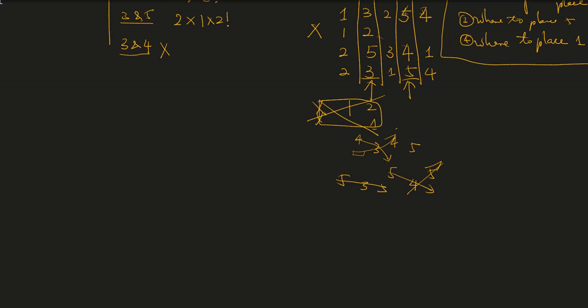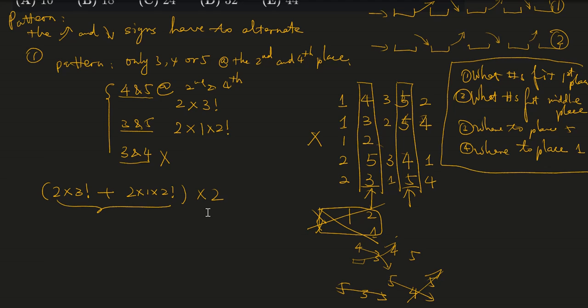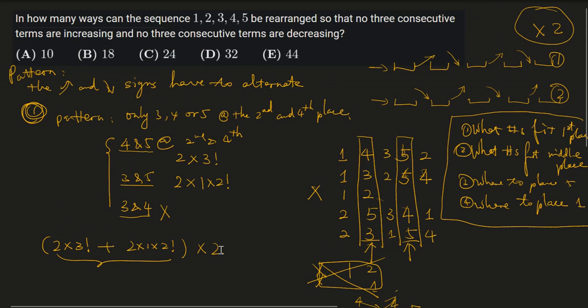So now let's collect the terms. We have 2 times 3 factorial plus 2 times 1 times 2 factorial, right? And don't forget, we need to multiply a 2, because this is only for our case 1. And we need to multiply this 2. That's over here. Look at the upper right corner. We have 2 symmetric cases.